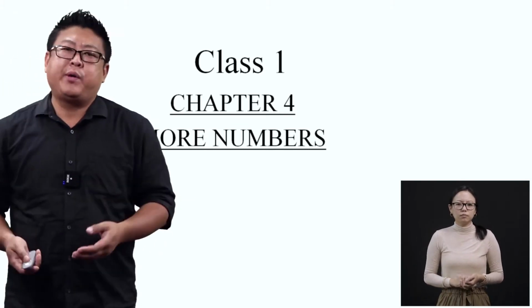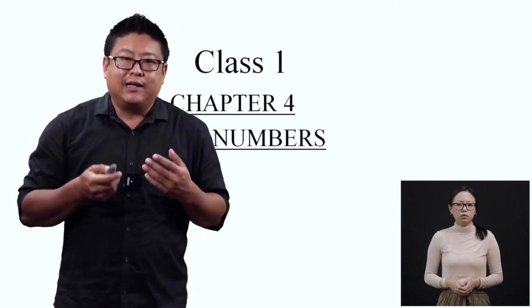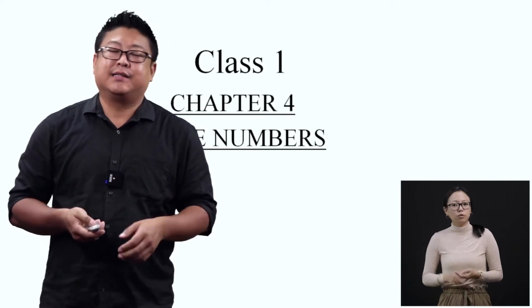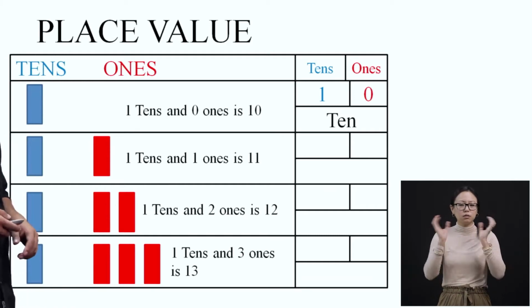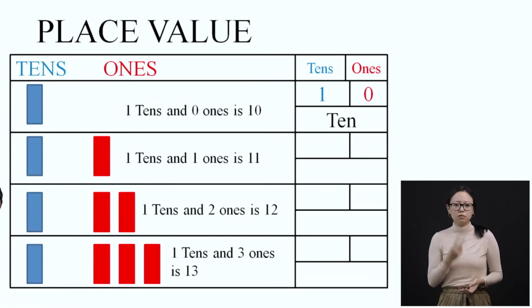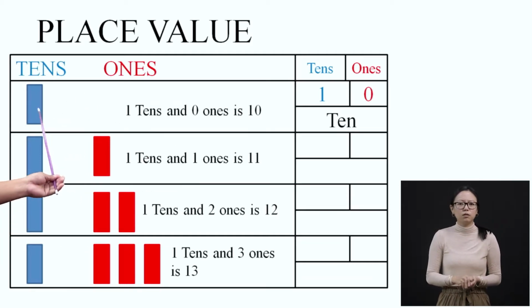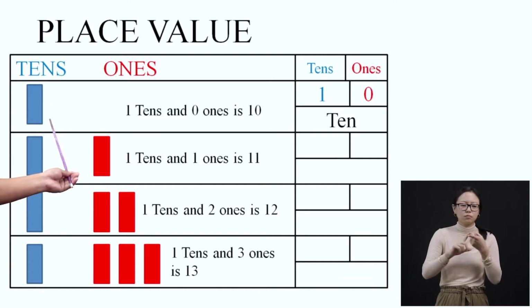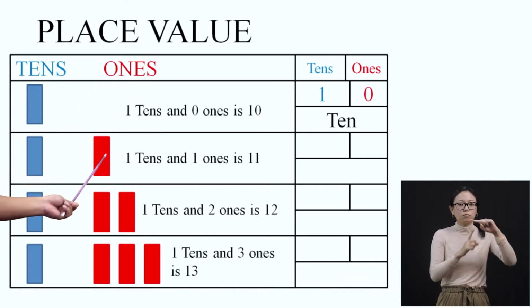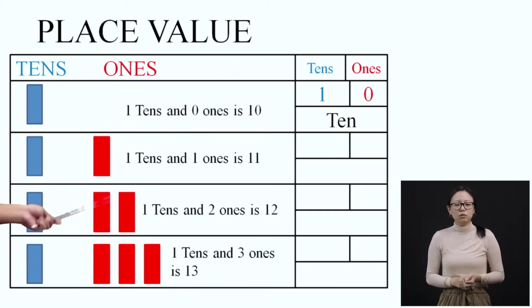So, before we go into the new topic, we will do a quick recap of the last class lessons. So let's look at what we have learned in the previous class. In the previous class, we learned about place value. So as we have already learned, for tens, we have one blue strip, and for ones, we have one red strip each. So let's look at this table.